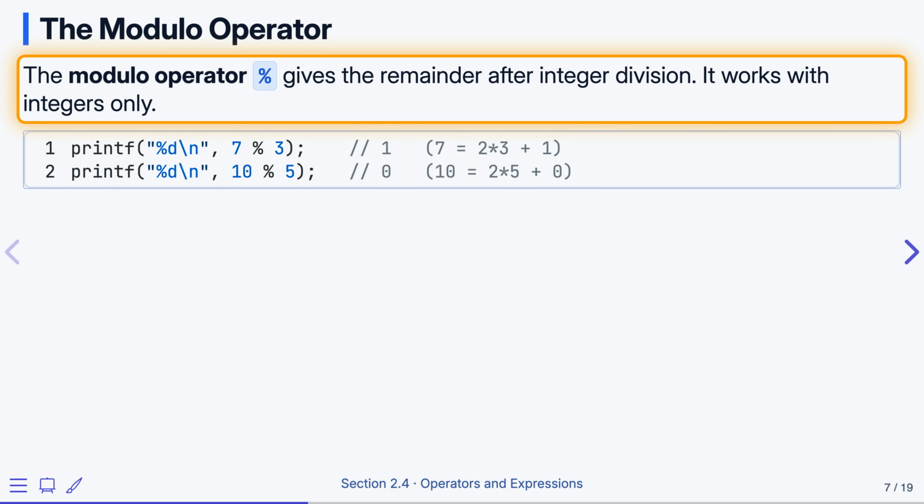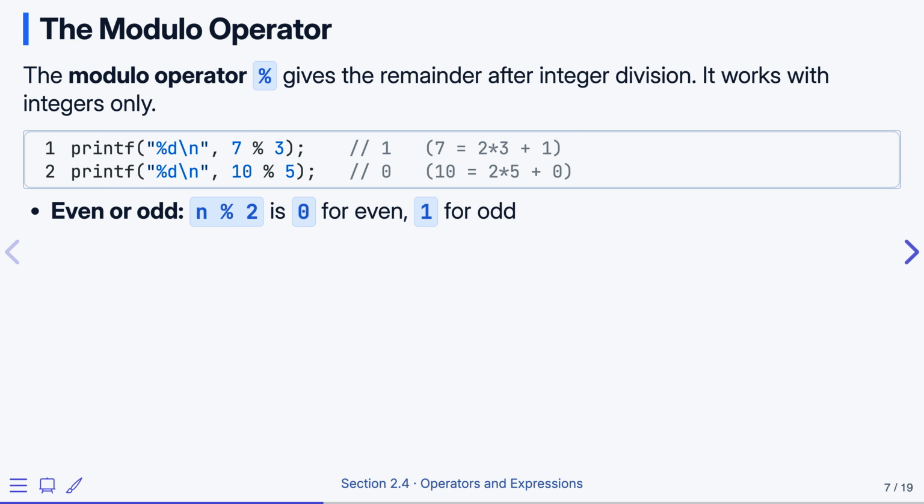The modulo operator, written with a percent sign, gives the remainder after integer division. It works only with whole numbers. 7 modulo 3 is 1, because 7 is 2 times 3 plus 1. 10 modulo 5 is 0, because 5 divides 10 evenly.